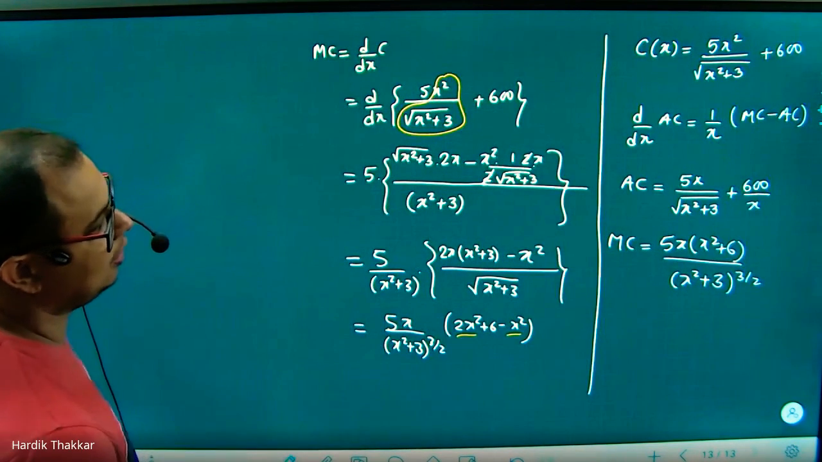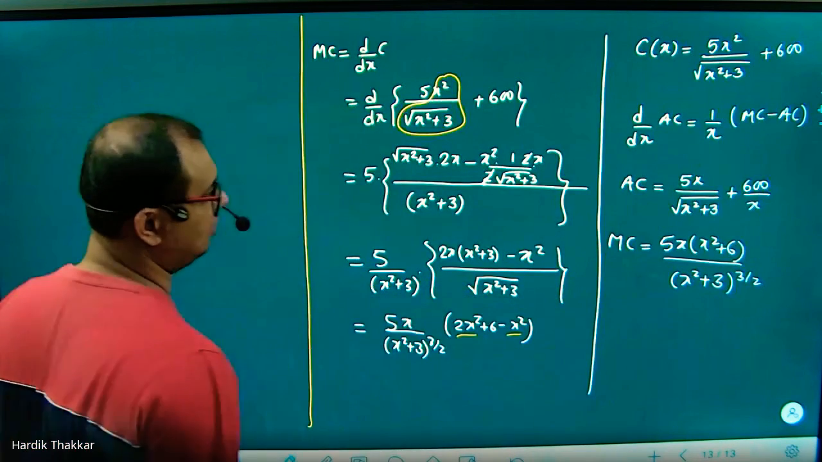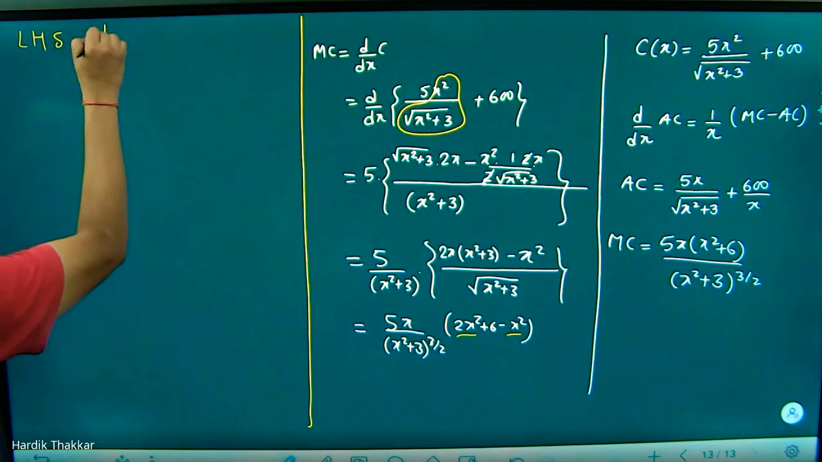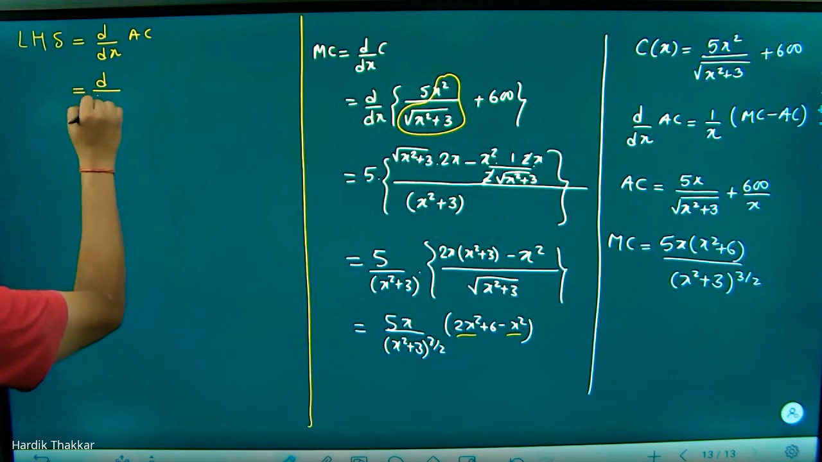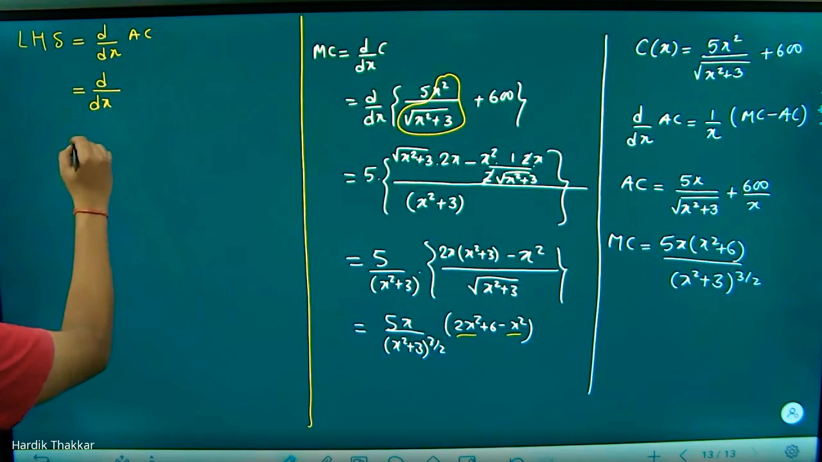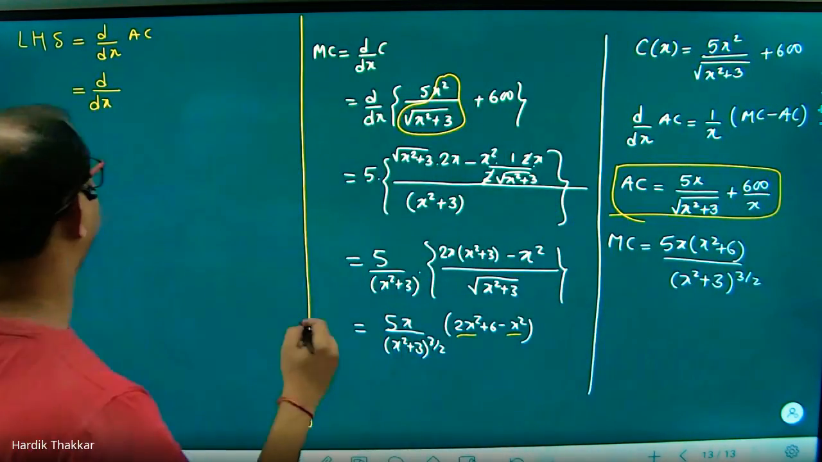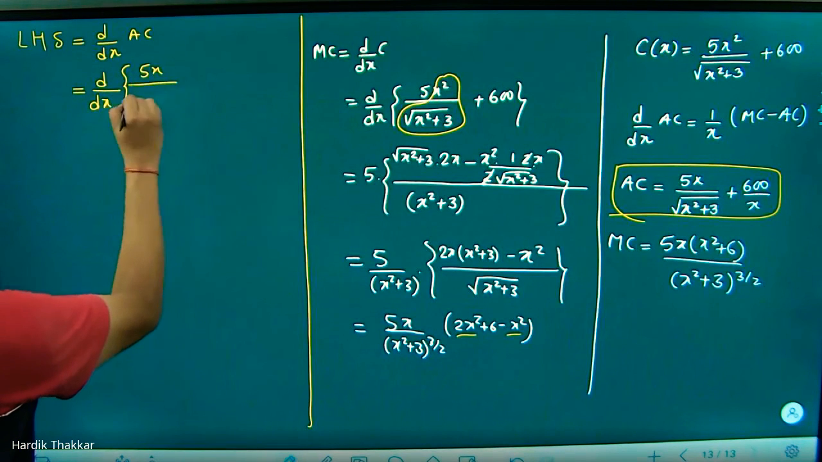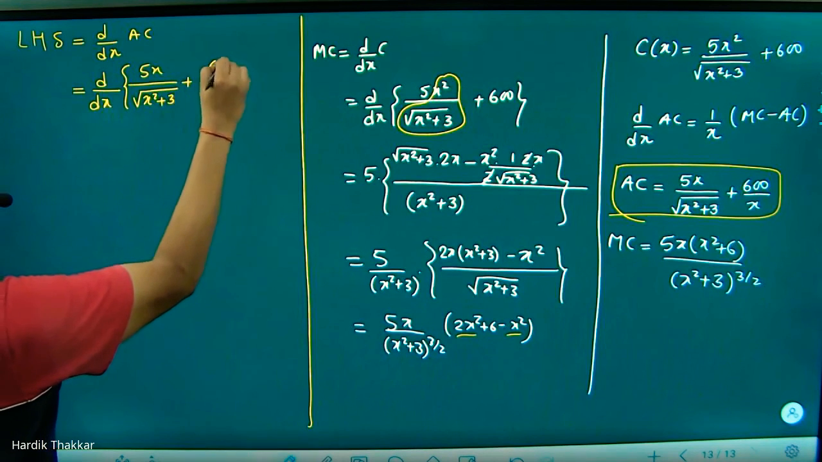Now we have to further create this LHS desired function. So LHS will be d by dx of AC. So it is d by dx of AC. Now what is AC? AC is given here, na? So derivative of this part. So d by dx of AC will be 5x upon root over x square plus 3 plus 600 upon x.